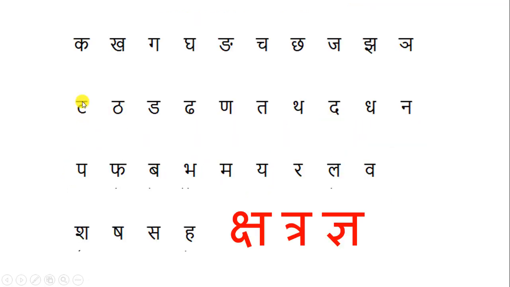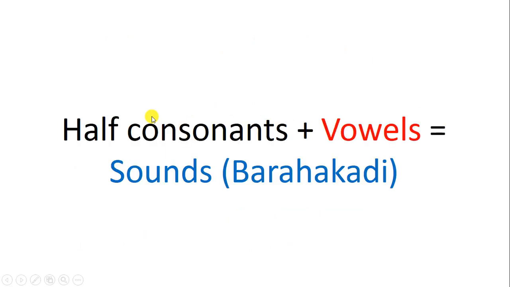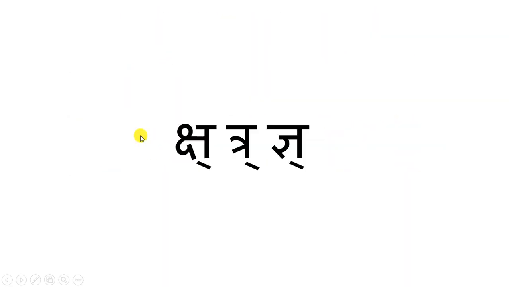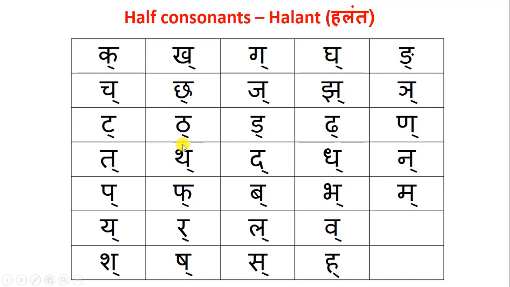The procedure to convert a full consonant, which is this, to a half consonant is by adding a stroke. So if you add a stroke below this, this becomes a half consonant. If you add a stroke below this, this becomes a half consonant. Now let us see how to pronounce these half consonants.